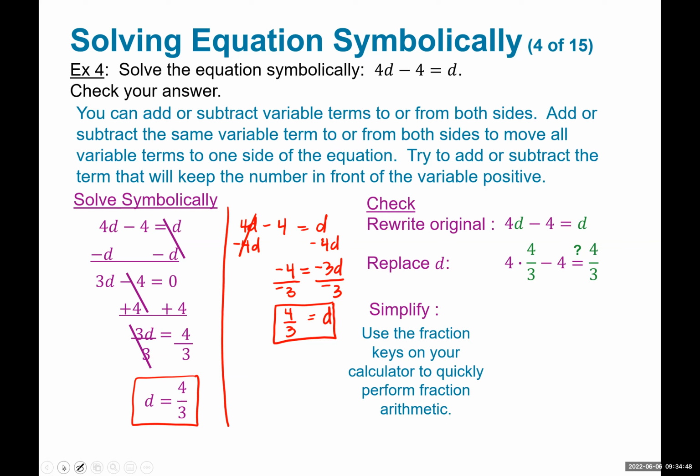The calculator will allow you to do this fraction. And we can talk about that in class. But when you do 4 times 4/3, you get 16/3. And if you subtract 4, then you are good to go.